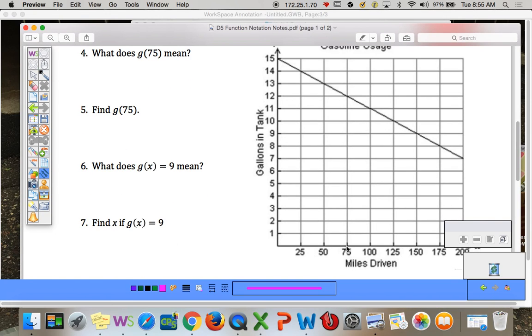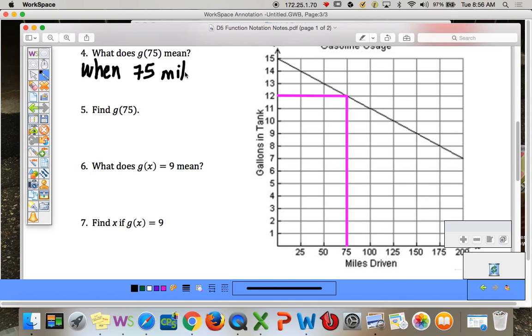So let's take a look at that. So here's 75. We're going to go up. We're going to go over. There's 12 gallons in the tank. So this means when you drive 75 miles, you have 12 gallons in your tank. All right, find g of 75. Okay, so we did that. G of 75 equals 12.